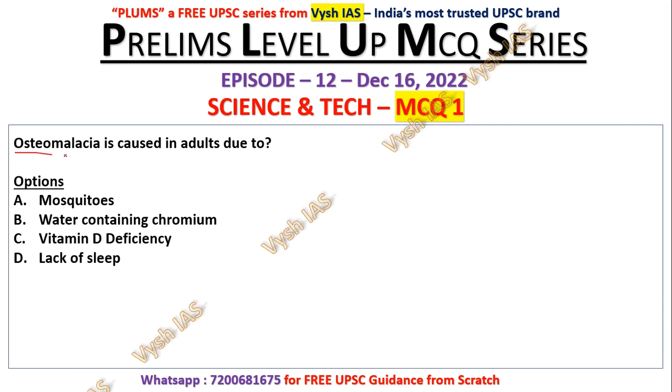This term keeps appearing in the news, in your Sunday Hindu column and all; many science related articles will be there. So you have to know certain terms, because UPSC always asks you terminology and in what context it is in the news or what it is related to. They won't ask you very, very detailed questions on science and tech. So here the answer is C, that is vitamin D deficiency.